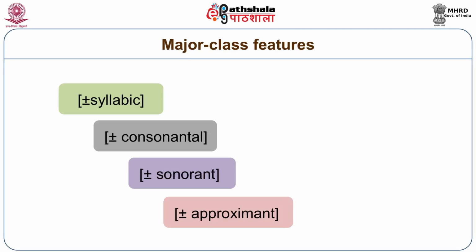Now these are phonetically defined. For example, a plus syllabic sound is one which occupies the nucleus position in a syllable. The plus consonantal sound is one in the production of which there is some obstruction in the oral cavity. A plus sonorant sound is one in the production of which the airflow both inside the mouth and outside is the same. And plus approximant is a sound in the production of which there is no clear obstruction in the passage of air in the oral cavity. So these are phonetically well-defined terms, and they give us the major classes of sounds.